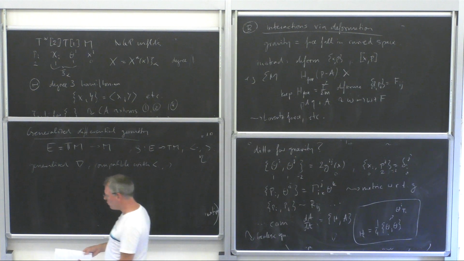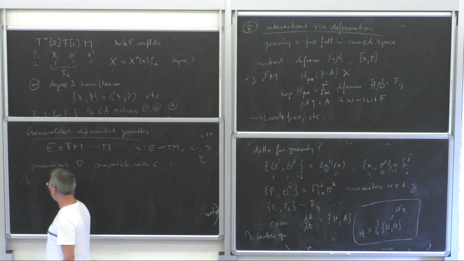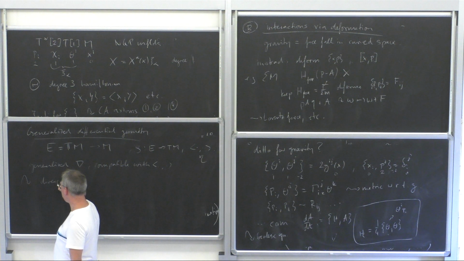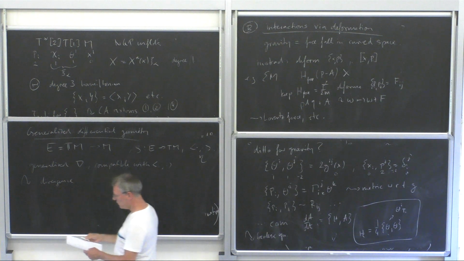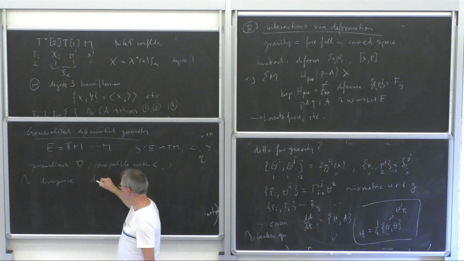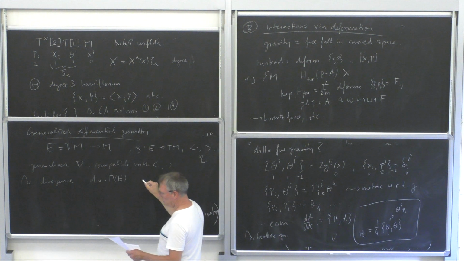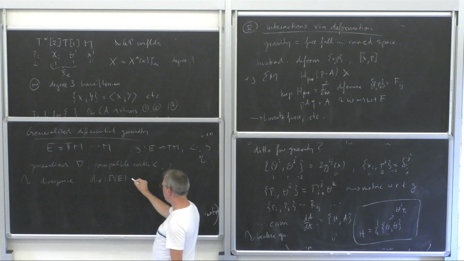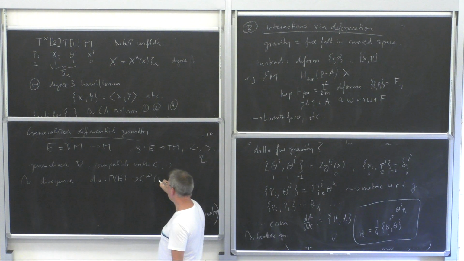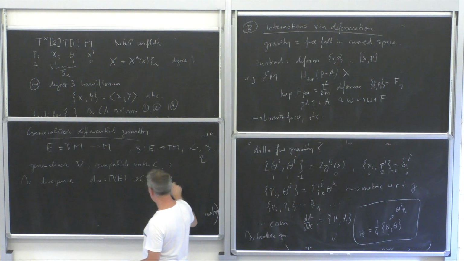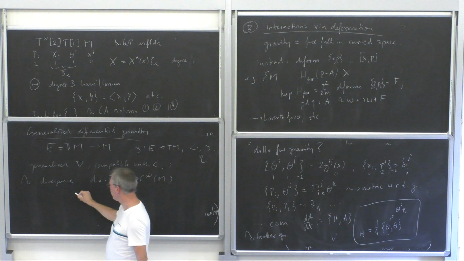If we just have that structure, we can use it to define the divergence, something that maps generalized vector fields to functions and is compatible with the anchor map.